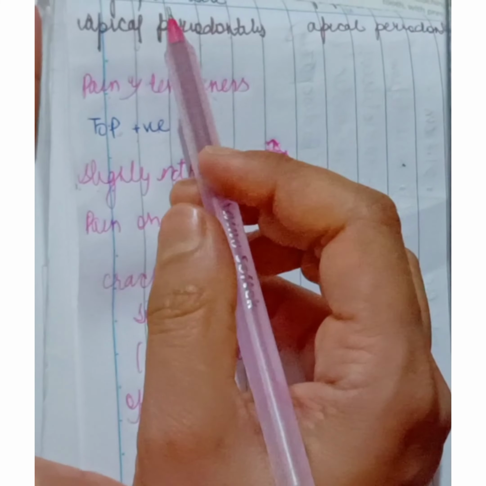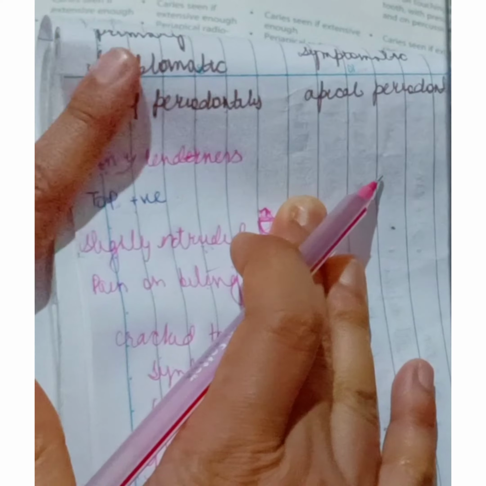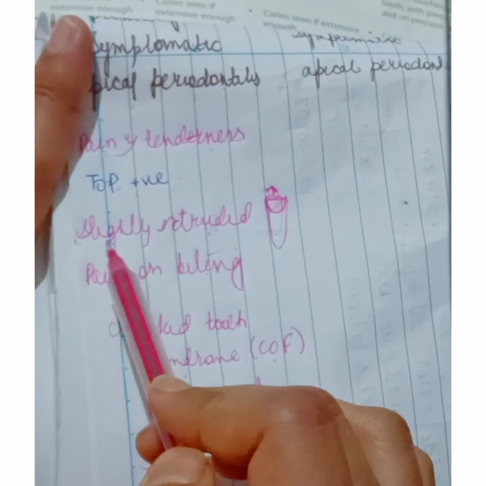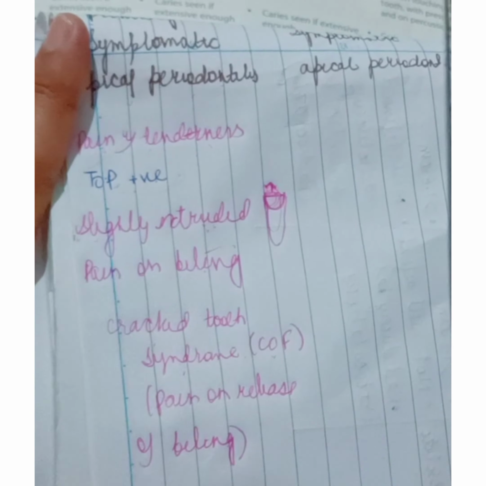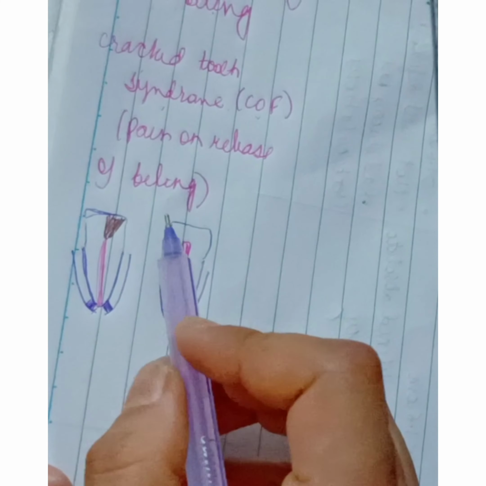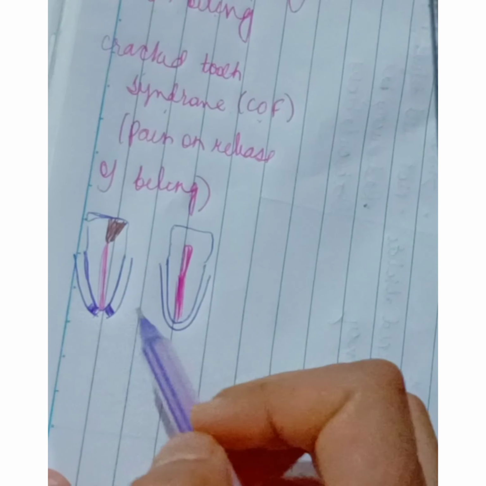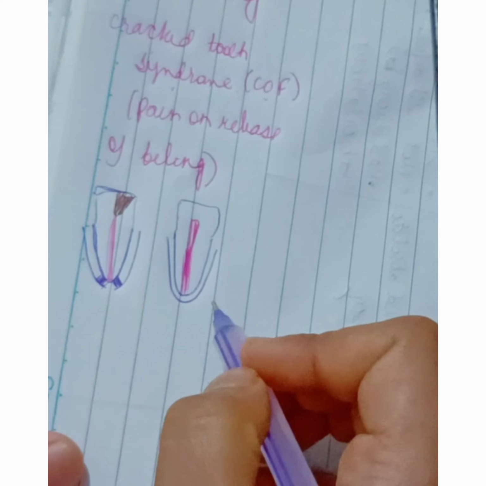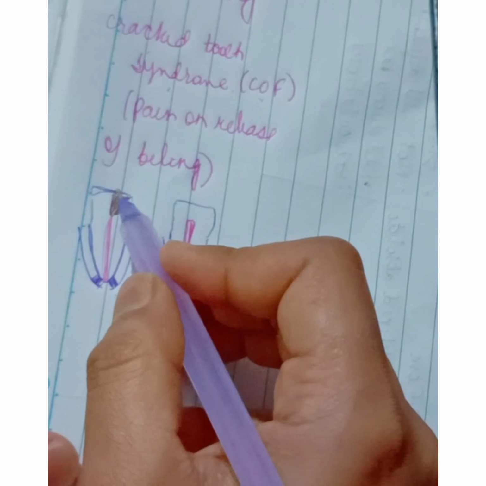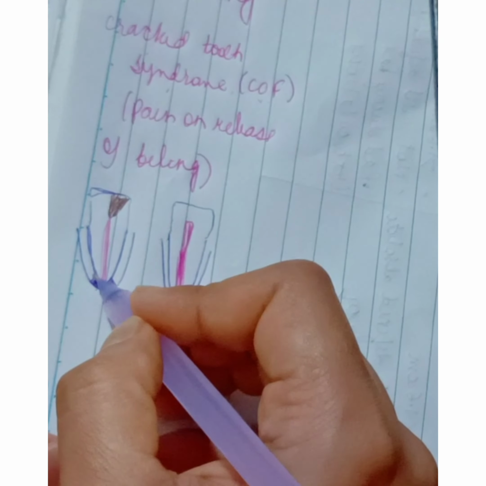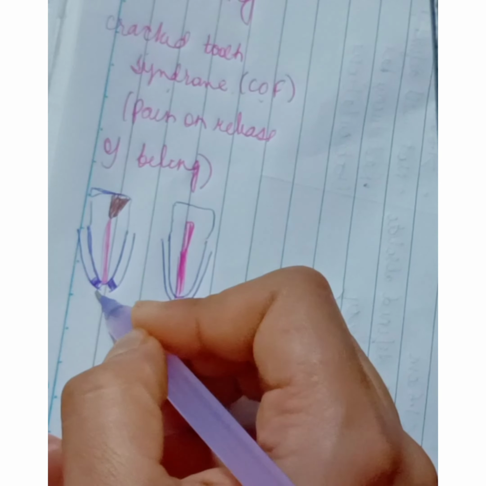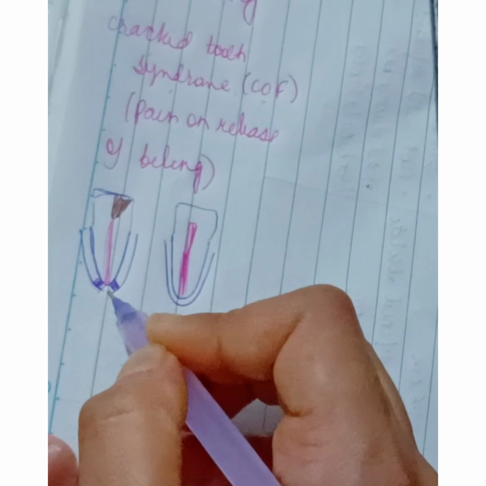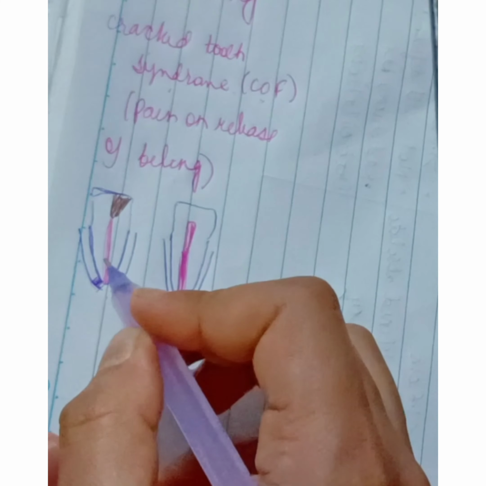So, what are the symptoms of primary symptomatic apical periodontitis? Pain and tenderness of the tooth, TOP positive, slightly extruded tooth in the socket, pain on biting. The radiographic changes depend on if the tooth is vital or non-vital. This is the vital tooth. There are no periradicular changes because this is a vital tooth. Now, in a non-vital tooth, there can be the widening of the periodontal space and slight breakage of the lamina dura. This is the lamina dura, and there is slight breakage of the lamina dura, but no periradicular radiolucency in acute cases.